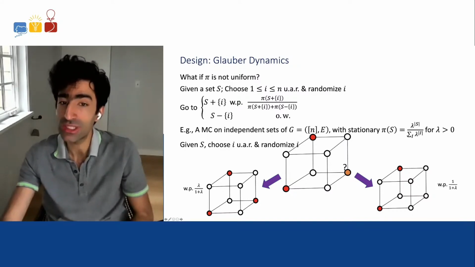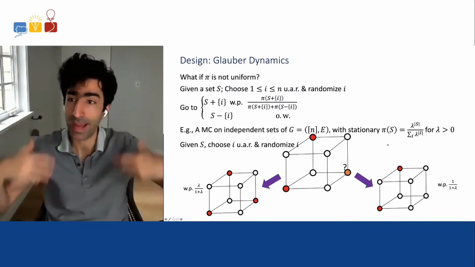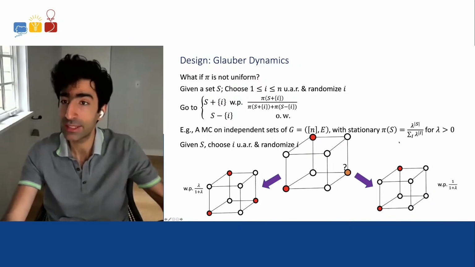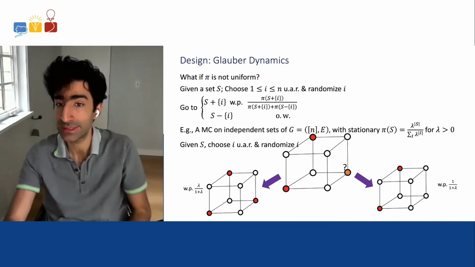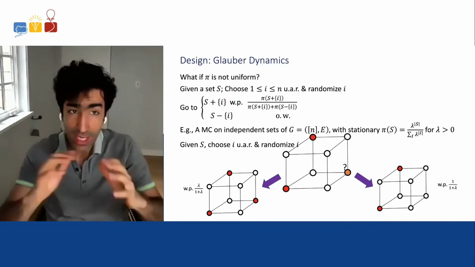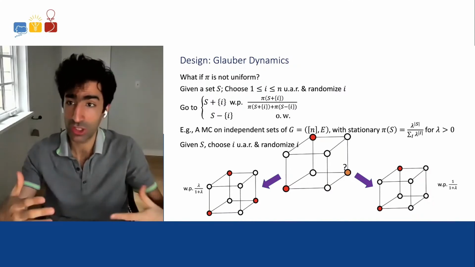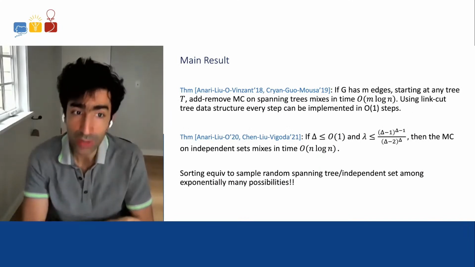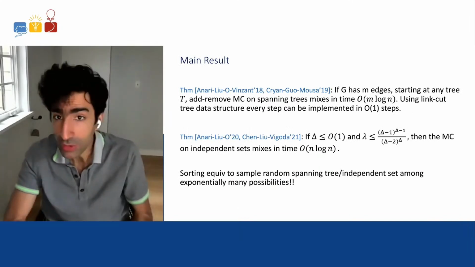Because if lambda is huge, this distribution is essentially distributed over the maximum independent sets of a graph. So if you can generate random samples from that distribution, you can find the maximum independent set of a graph. So it's not true that such a Markov chain always mixes in polynomial time. But let me tell you now what is true.